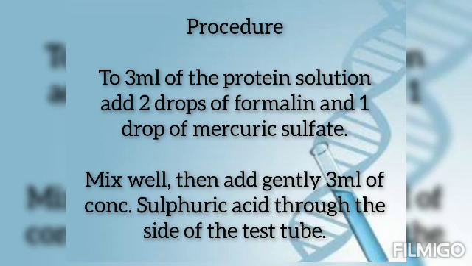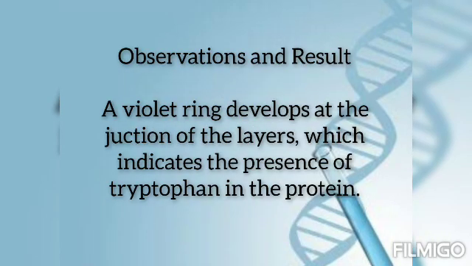Procedure: to 3 ml of protein solution, add 2 drops of formalin and 1 drop of mercuric sulfate. Mix well, then add gently 3 ml of concentrated sulfuric acid through the side of the test tube. Observation and result: a violet ring develops at the junction of the layers, which indicates the presence of tryptophan in the protein.